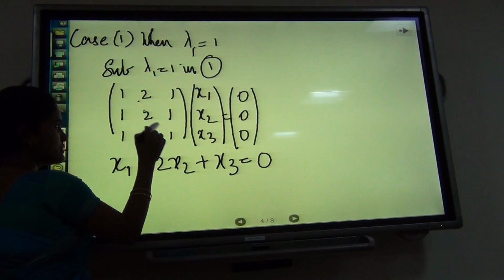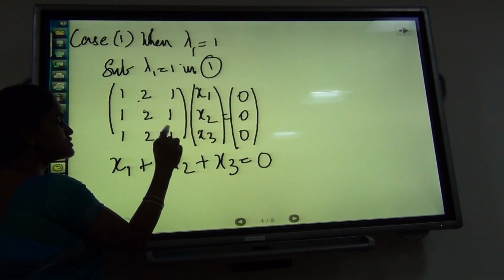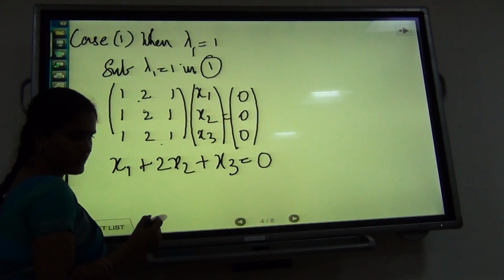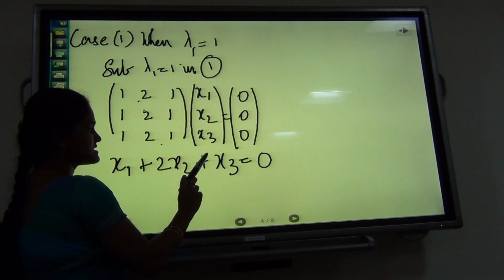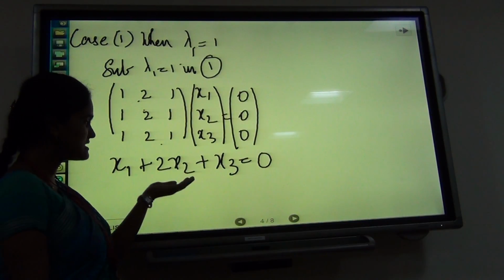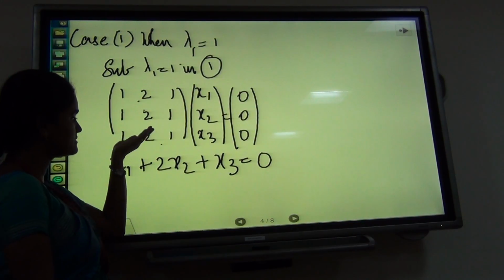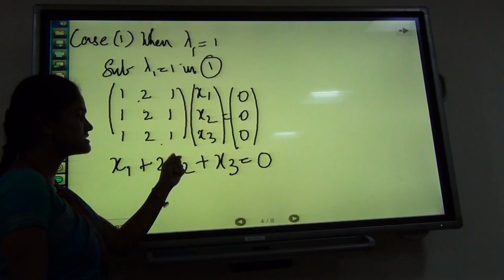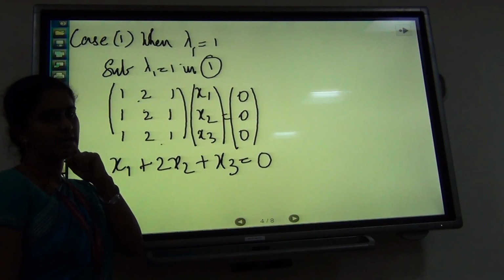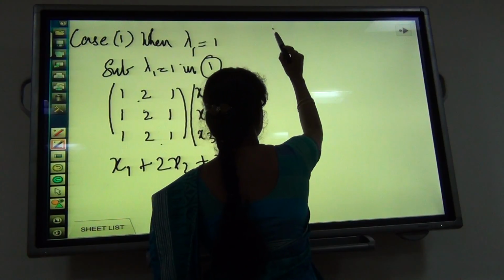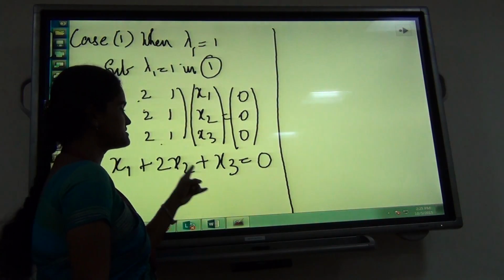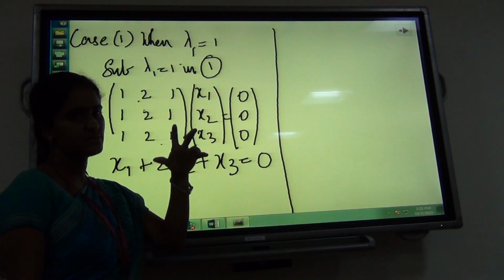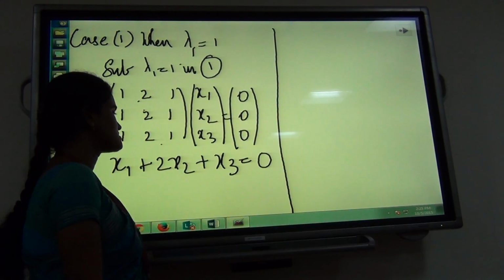All the 3 rows are same, leading to all the 3 equations being the same, that is identical. Therefore I am writing it as one equation: x1 plus 2x2 plus x3 is equal to 0. Hope that you understand. If you write the other 2 equations, they are also going to be the same. As we solve this equation, we should be able to get x1, x2, x3. Now how to solve this equation with 3 variables when we have only one equation? And the right hand side is equal to 0, not some constant.